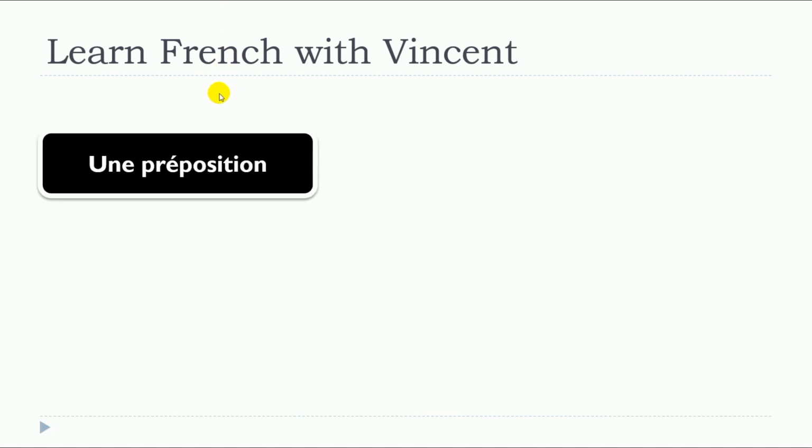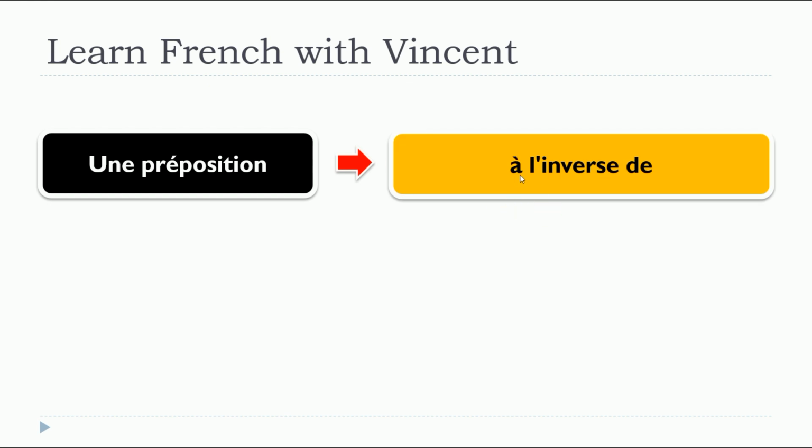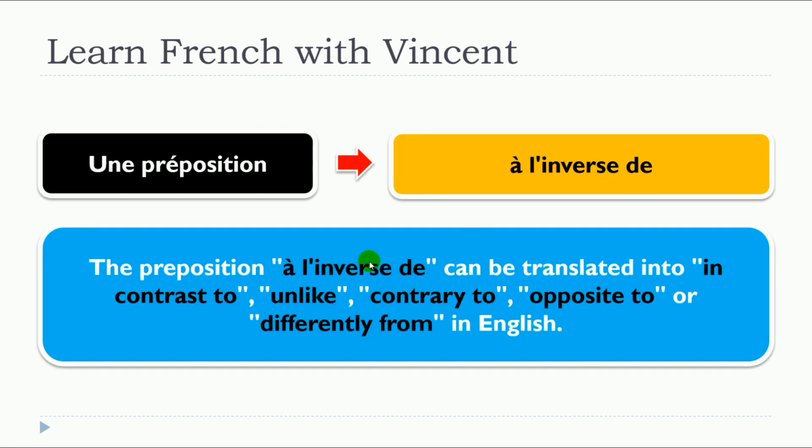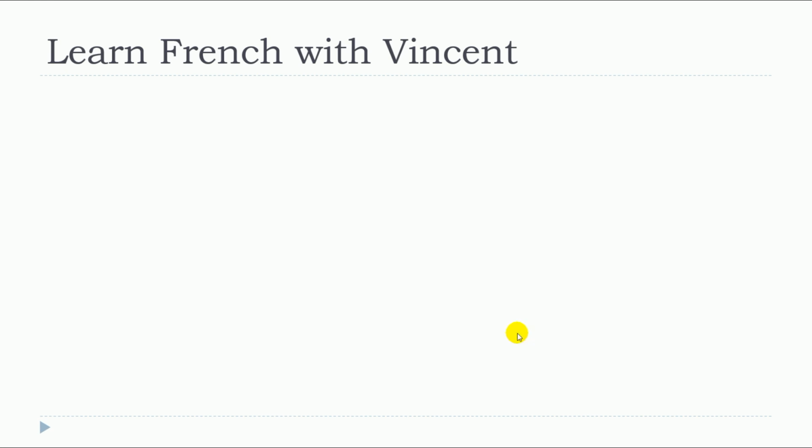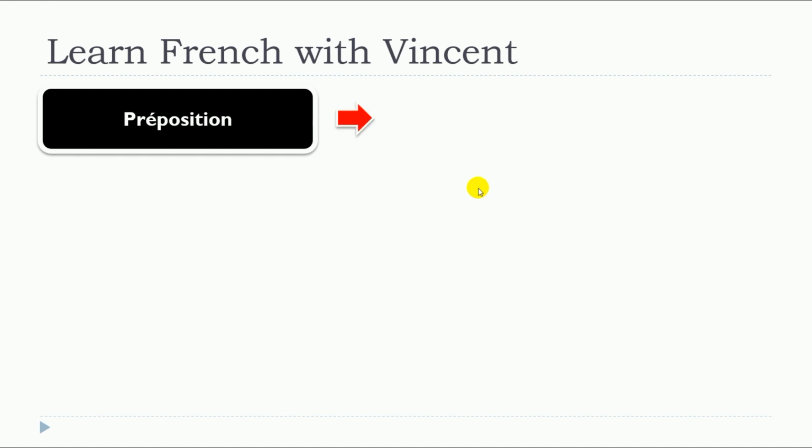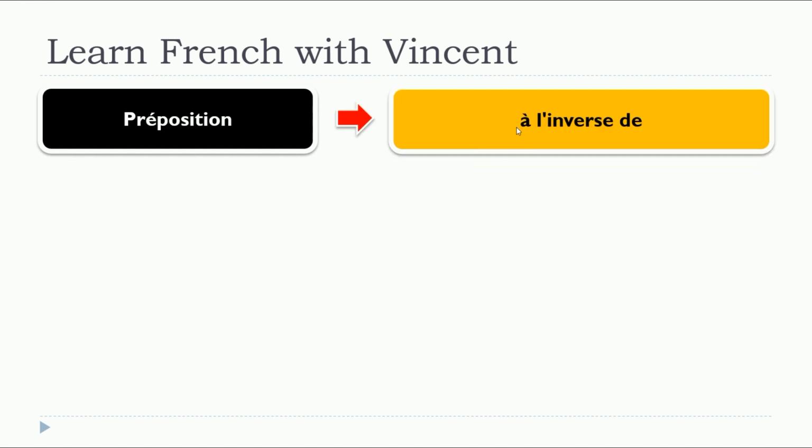So this lesson is about à l'inverse de. And the preposition à l'inverse de can be translated into in contrast to, unlike, contrary to, opposite to, or differently from in English. And so we will see 4 examples with à l'inverse de.